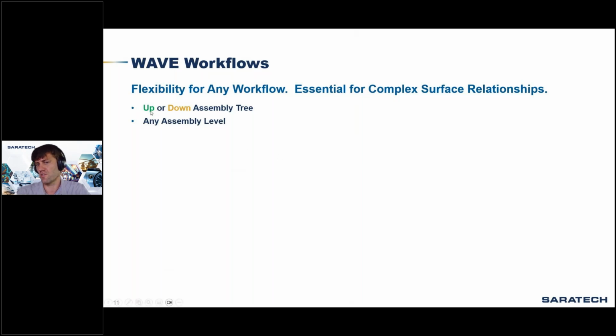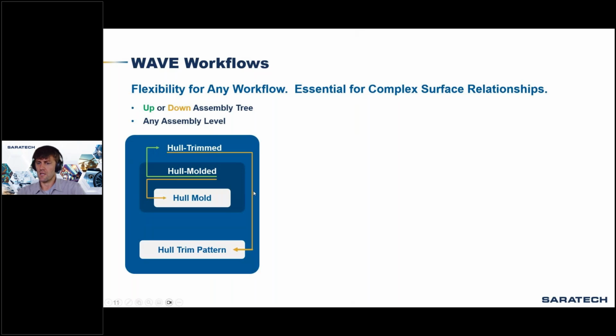And the key thing is you can go up or down the assembly tree to link components from any assembly level. So you don't have to think about, well, it has to be in this assembly. It can be 3 layers deep, up or down, still link. But in the case of a boat, what that might look like, and I could show you in the model, is you would have maybe a hull molded, and this would be what I would first model.